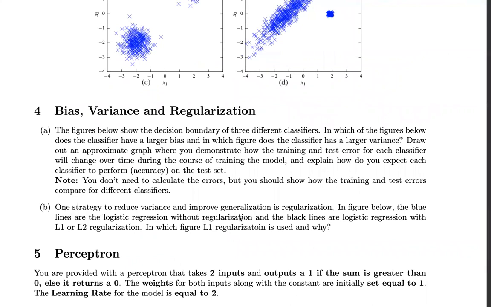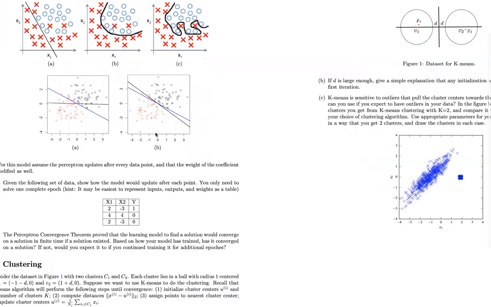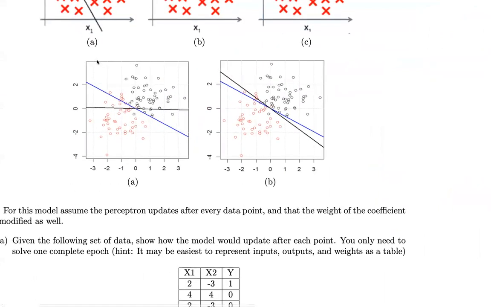One strategy to reduce variance and improve generalization is regularization. In the figures below, blue lines are logistic regression with regularization. Black lines are logistic regression with, so which one, in which figure is L1 regularization used and why? So we're looking here. Our blue line is our original curve. And then in one of these, we've applied an L1 regularization to it, and the other one we haven't. Your question is to try and figure out which one is which.